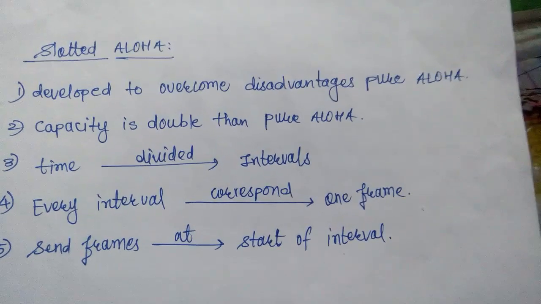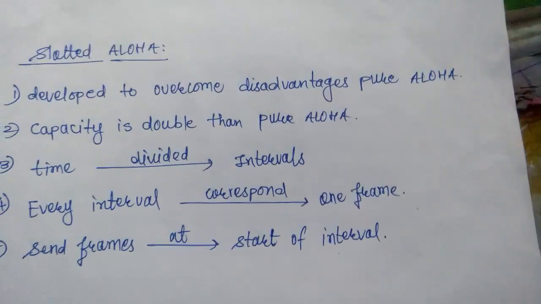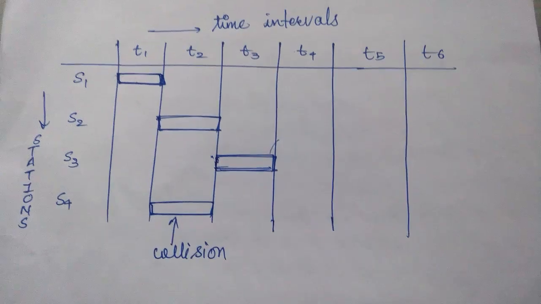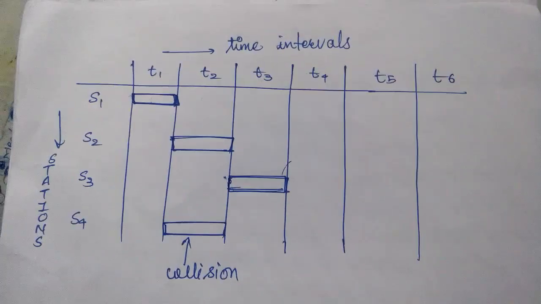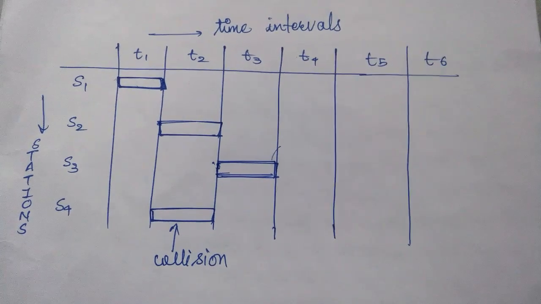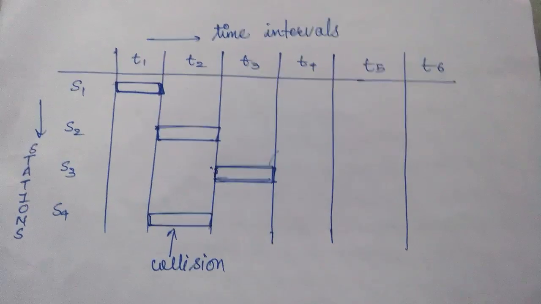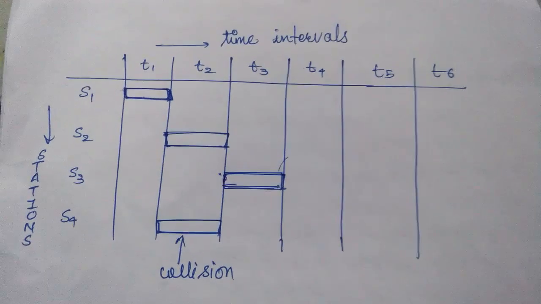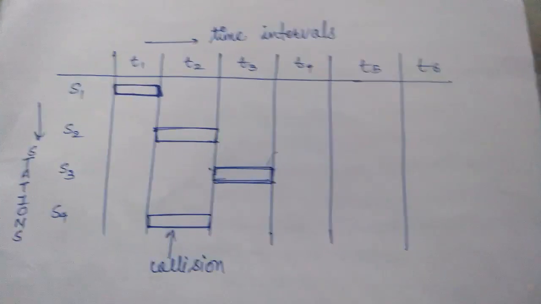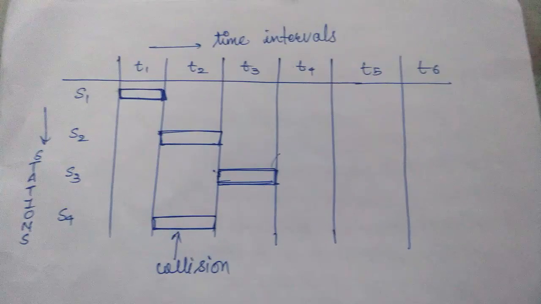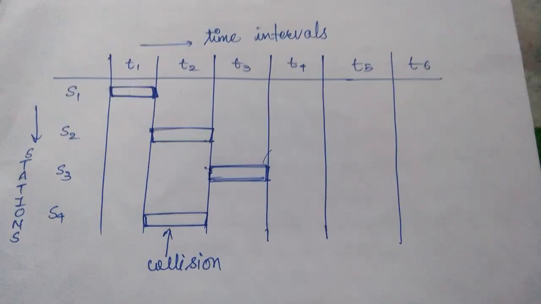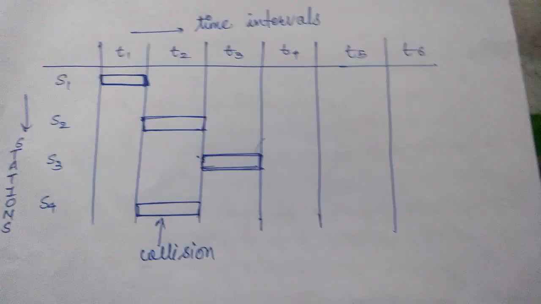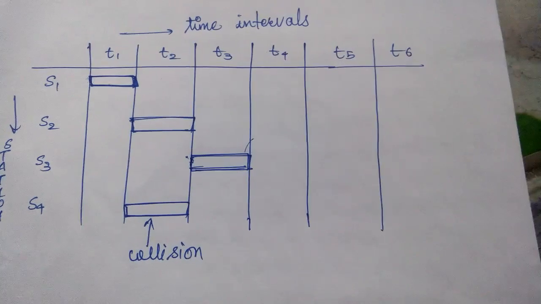A diagrammatic view of this system will help you understand this concept more clearly. This is the simplest diagram of the slotted ALOHA system. Here you can see the time is divided into different time intervals, and there are a few stations that can send frames. Let's consider station S1. It can send a frame only at the beginning of T1, not compulsorily at T1.